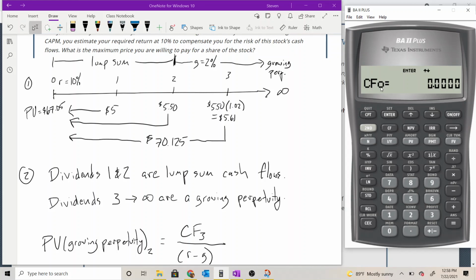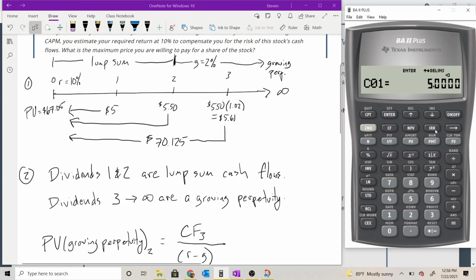CF0 is what cash flow you experience at time period 0. Well, that's actually what we're trying to calculate, so we're going to leave that at 0. Hit the down arrow key to go to cash flow 1. That's a cash inflow of $5. It happens at the end of year 1. So type in 5 and press enter.